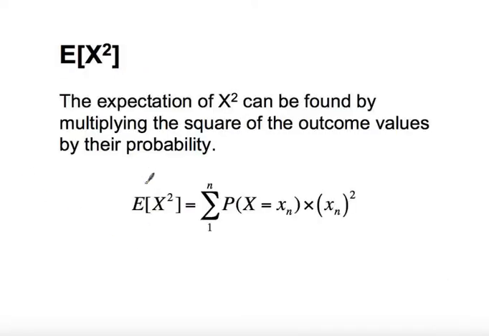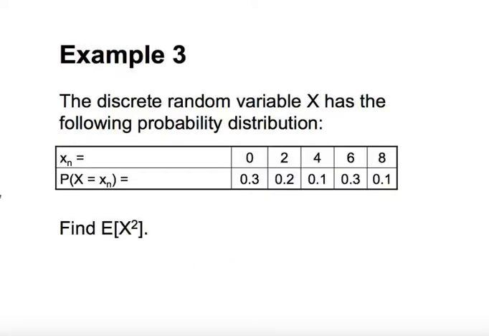Let's look at finding the expectation of x squared. Now the expectation of x squared is very similar to what we did a moment ago, except this time instead of multiplying the probability by x, we're going to multiply the probability by x squared. So let's see how this works out.